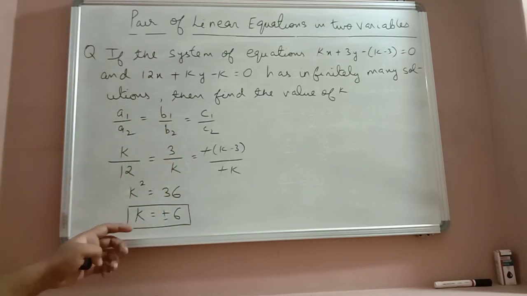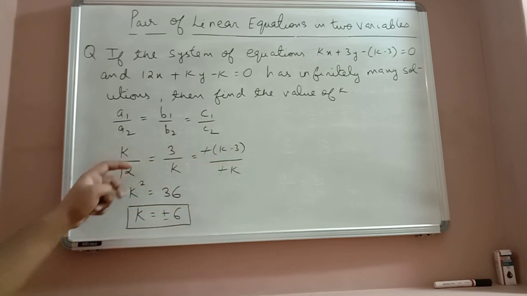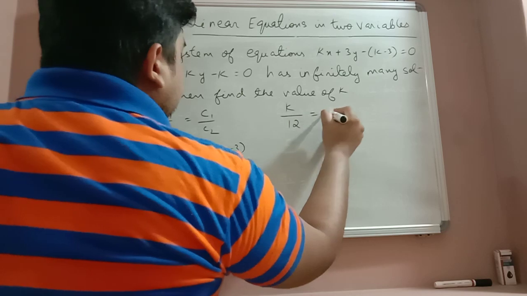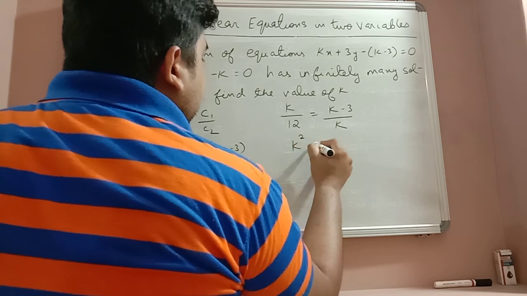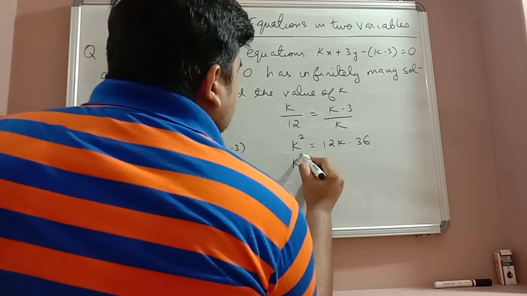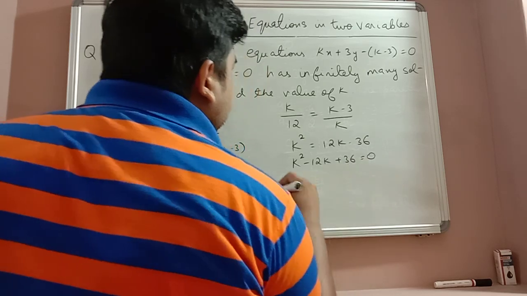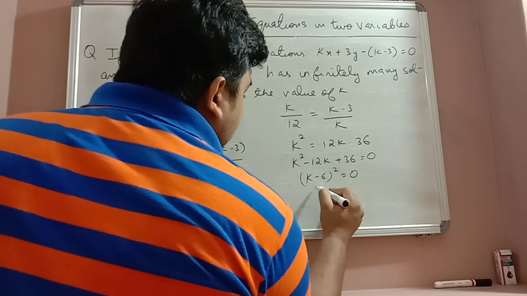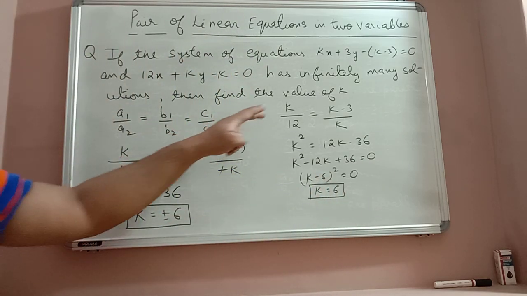Now we need to check whether both the values are satisfying this k minus 3 upon k. So let's take up the first and the third. On solving first and third, k over 12 is equal to k minus 3 upon k. I get k square is equal to 12k minus 36. k square minus 12k plus 36 equals 0. Now this can be factorized as k minus 6 whole square equals 0 or k is equal to 6. So we are only getting k equal to 6 for this ratio.